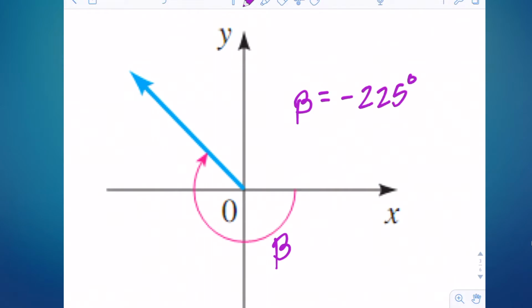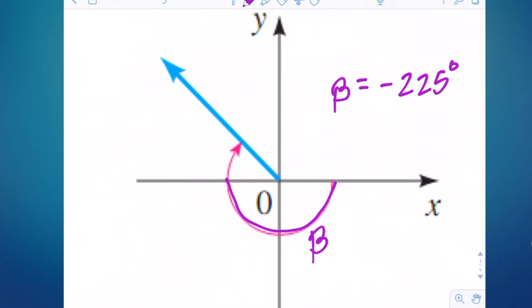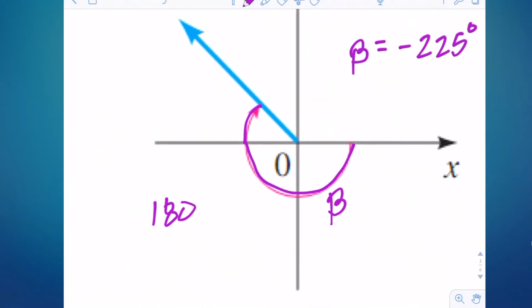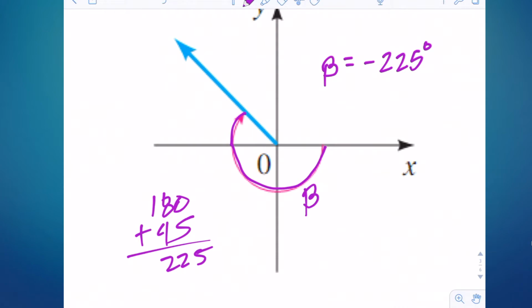225 degrees. Good. Because it looks like we're going 180 degrees in the negative direction plus another 45. So 180 plus 45 equals 225. Now that's bench work, so I don't have to put my degree bubbles on there, and I don't have to worry about the sign. That's the magnitude of the rotation. The fact that it's negative is because it rotates in the clockwise direction. Good. So remember that beta in this case represents not only the name of the angle, but also its measure.